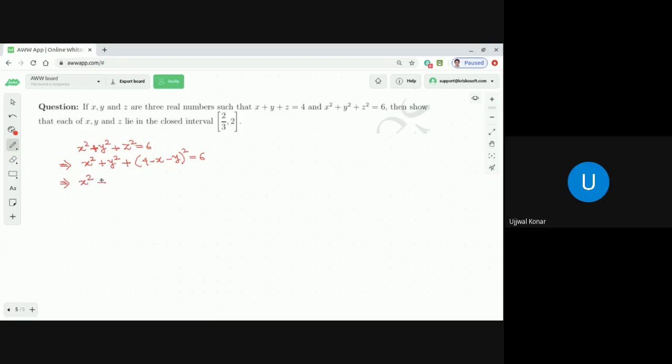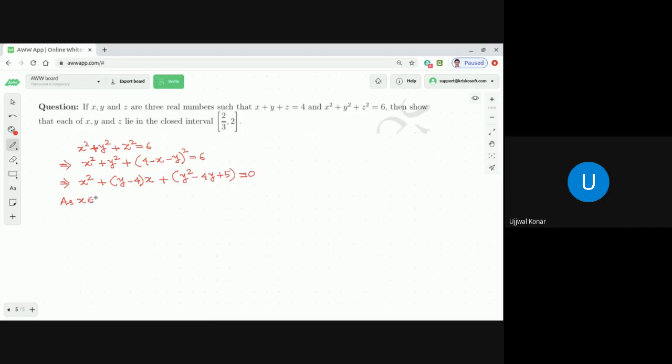plus (y minus 4) into x plus y square minus 4y plus 5 equal to 0. With simplification, you will get it, dear students. Now, x is real.